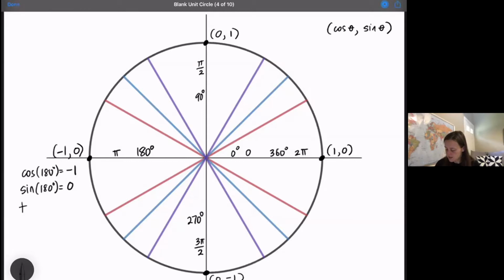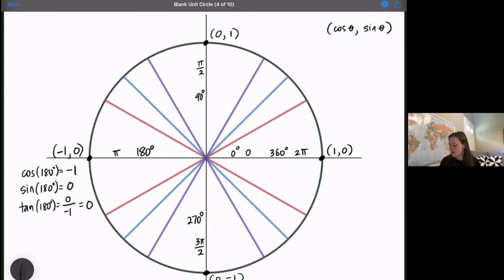So we could say that tangent 180 is the sine divided by the cosine, or y divided by x, however you want to think about it. And that gives you tangent also equal to 0 at 180. All right, so you can find the sine, cosine, tangent, and eventually all the reciprocal functions of all of the quadrantal angles now.